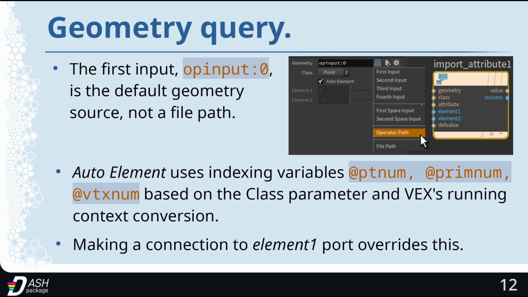This auto element option allows me to skip having to connect anything to the element. It's automatically going to pick an element based on the class of the operation and the context where VEX is running. So if I'm running this on vertices and I have the class point in here, it's going to use the ptnum and convert automatically from the vertex to the corresponding point ID. So I don't need to do any connection. Connecting something to the element1 port in here will override this behavior, even though this is a checkbox.